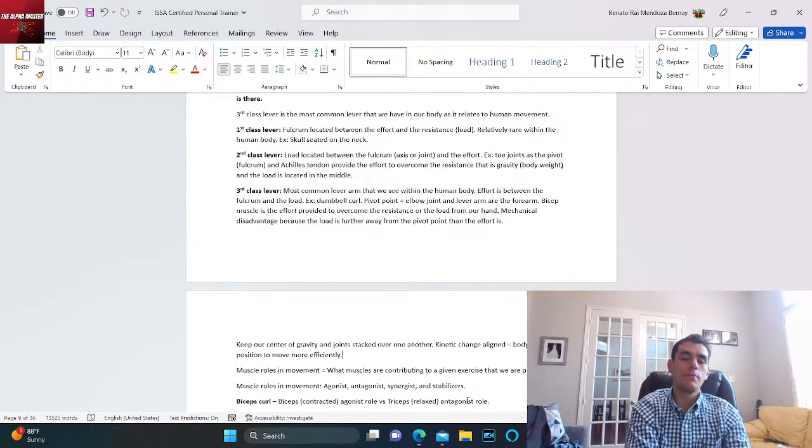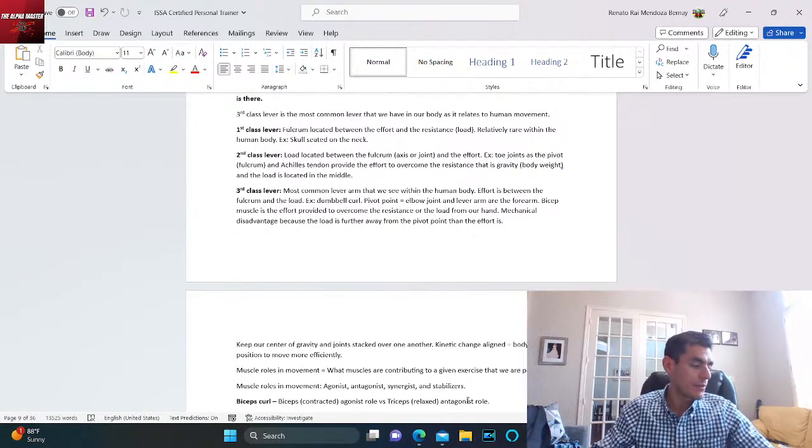Now, muscle roles in movement. So remember, a first class lever has the fulcrum located between the effort and the resistance. A second class lever has the load located between the fulcrum and the effort. And a third class lever has the effort located between the fulcrum and the load. The pivot point is going to be the elbow joint, and the lever arm is the forearm.